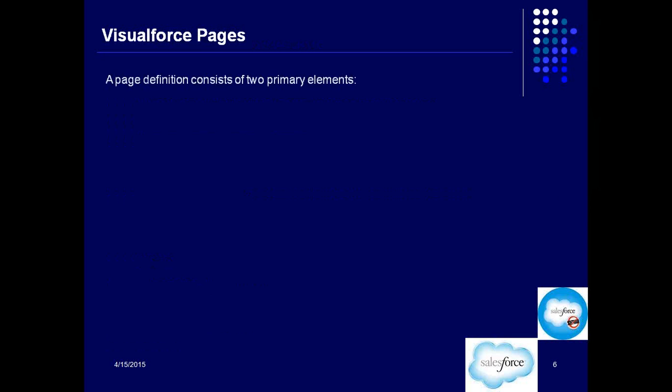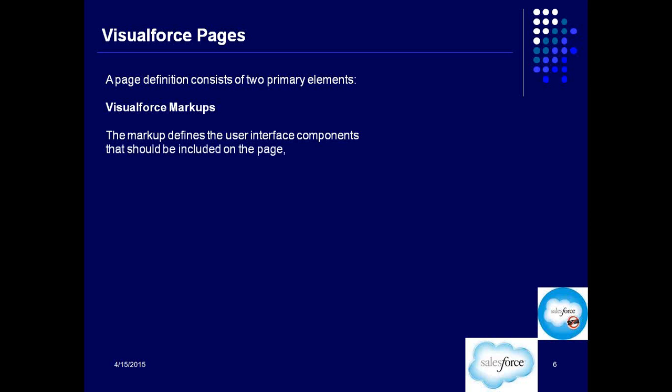Now, let's look into what does my Visualforce page consist of? Okay. So a page definition consists of two primary elements. So there are two primary things which will be there on the page. One should be the Visualforce markups. Okay. The markup defines the user interface component. So all the UI components, or in other words, let me put it like this, whatever we can see on the page, or whatever we view on the page, that is the markup.